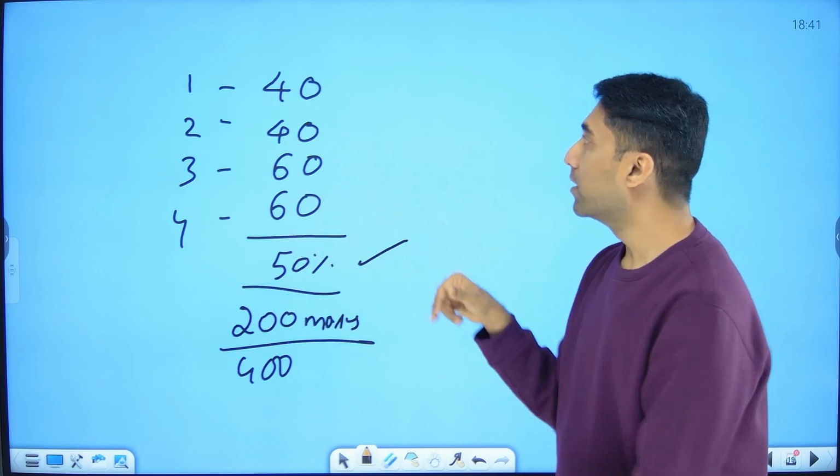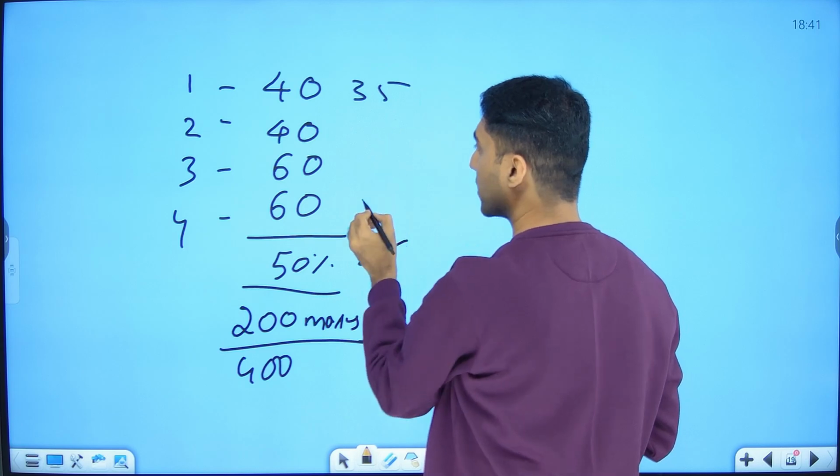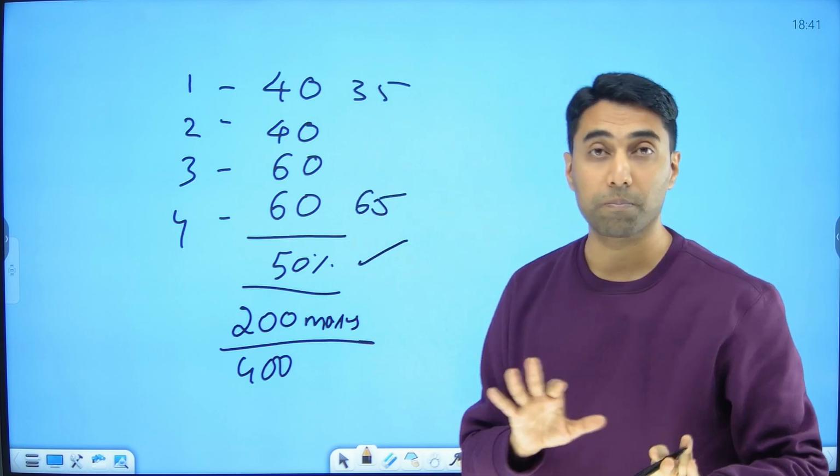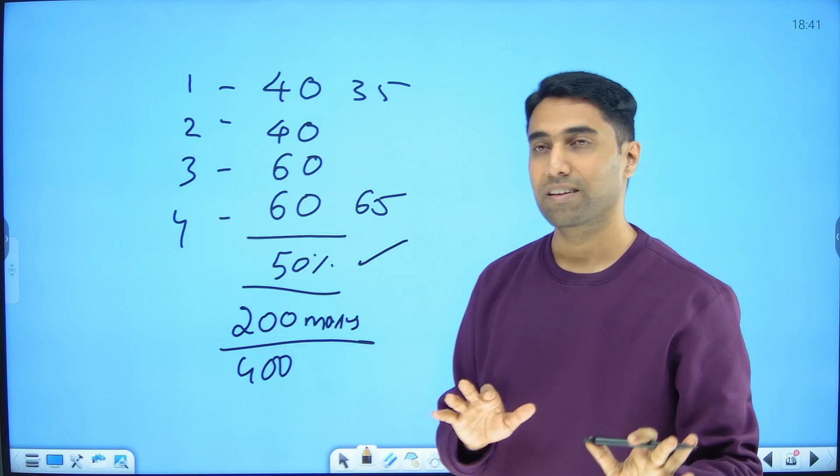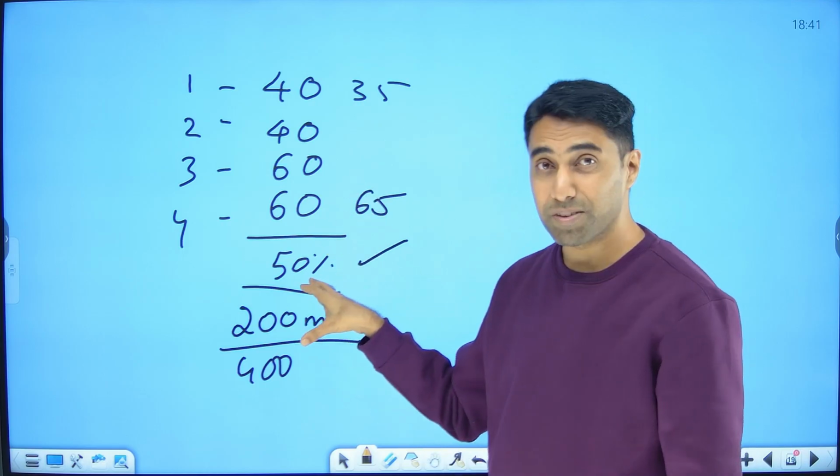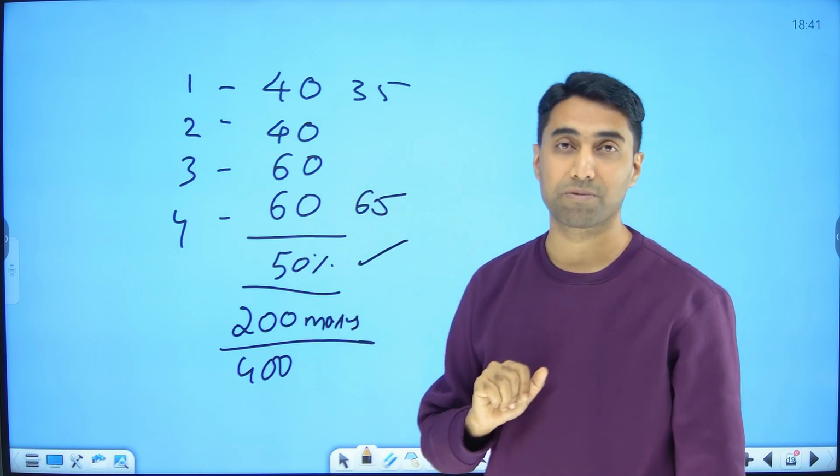Minimum 40. Now suppose, sir, in this subject I got 35, but in this subject I got 65. You are not pass. Why? Overall, you have got 50%, but you have not got minimum 40 in every subject.